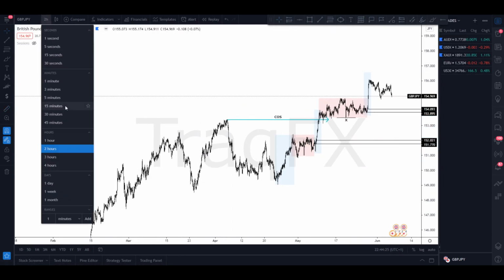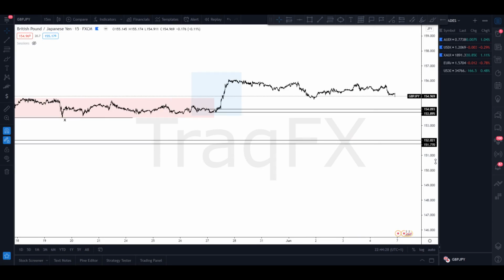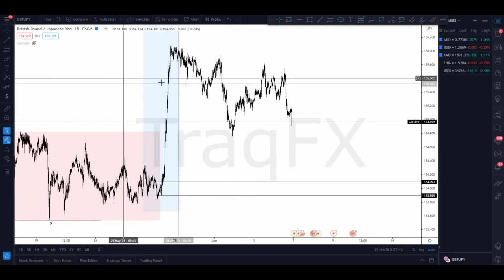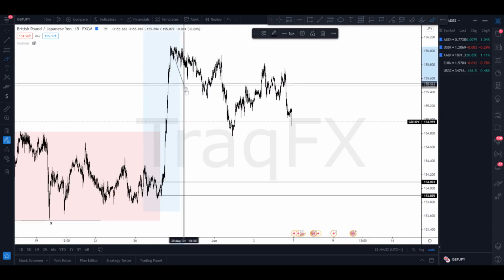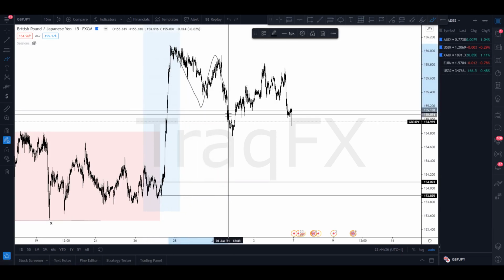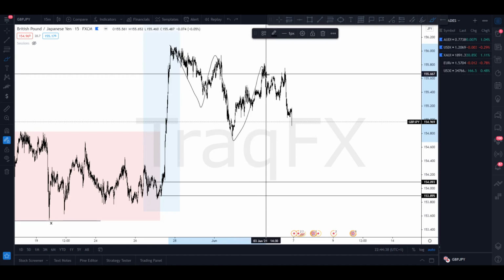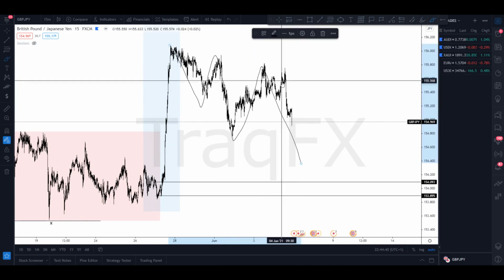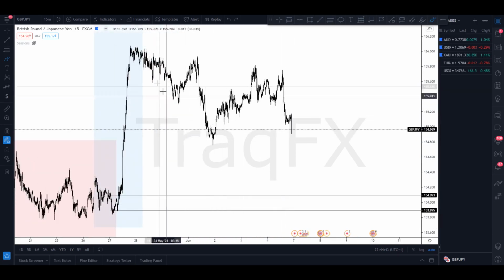Now, if we go down and look at structure-wise, we can clearly see micro-wise, the structure is also pretty bearish. We have a high, we have a low. Lower high, lower low. Lower high, and we haven't made that lower low quite yet, but we're going to make that lower low.